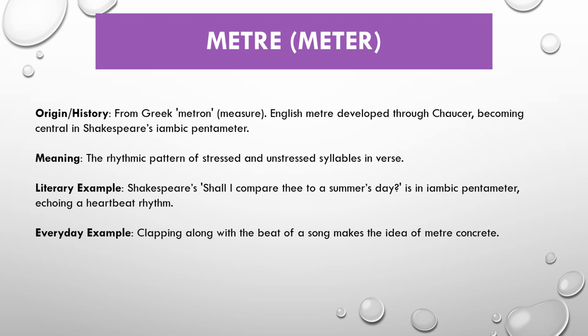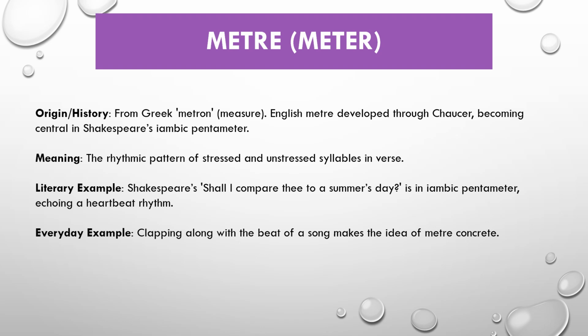It continued to be used by Shakespeare and his contemporaries. They used iambic pentameter, which is nothing but the same meter used by Geoffrey Chaucer. Okay, iamb, you know what an iamb is? It is a foot which consists of an unstressed and a stressed syllable. So the meaning is the rhythmic pattern of stressed and unstressed syllables in verse. In poetry, when you create a rhythmic pattern of stressed and unstressed syllables, that is called meter.